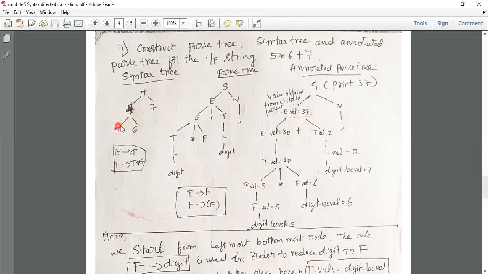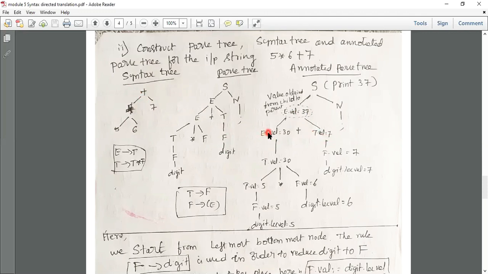See, just now we wrote 5 into 6 is 30 in the syntax tree. You write it here. That star, E dot value equals 30 plus, what happens? We have a T. T in the sense we have T to val, that is nothing but 7. After this place we have 7 in the syntax tree, right? This one, T dot value equals 7.